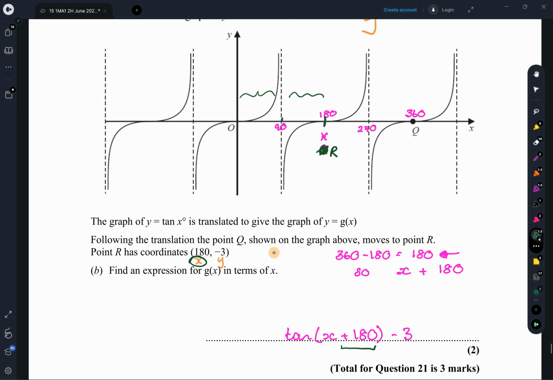Then you're going to write that as an expression. So how can I write that as an expression? It's like completing the square. The X will be adding 180 because it goes left. It's the opposite. And then the Y is going to be take away 3. So I don't think that any of you got it right, or maybe one of you got 1 mark, but that is fine.